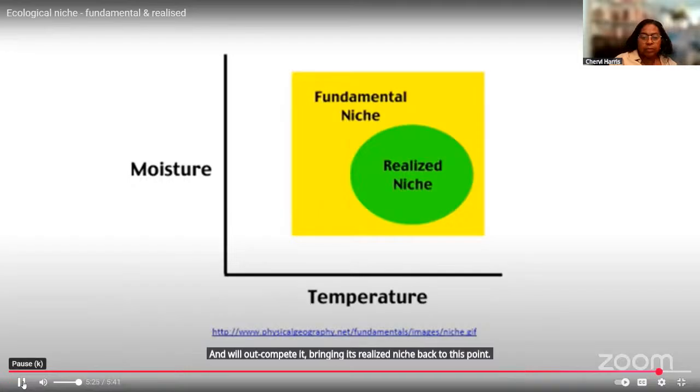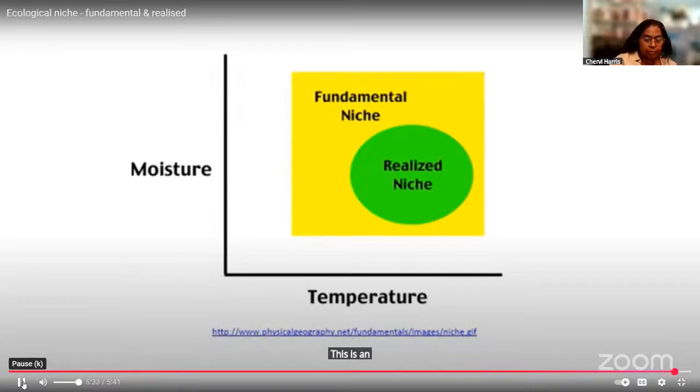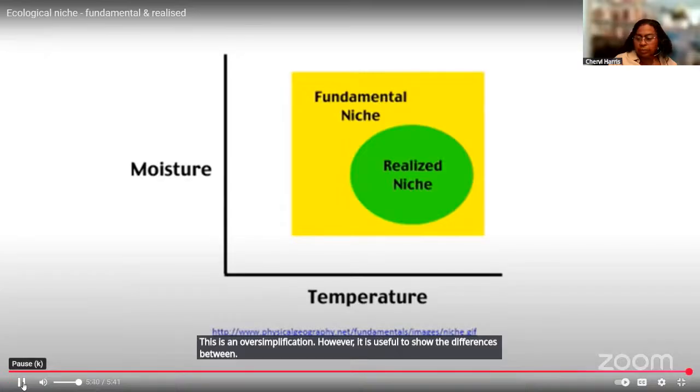In most cases, species interactions are governed by a lot more than just moisture and temperature. This is an oversimplification. However, it is useful to show the differences between fundamental and realized niche.